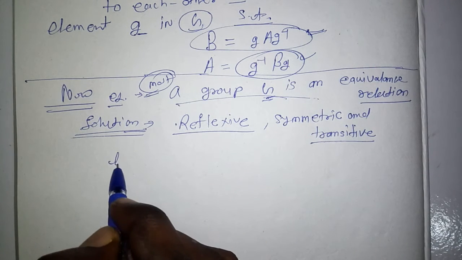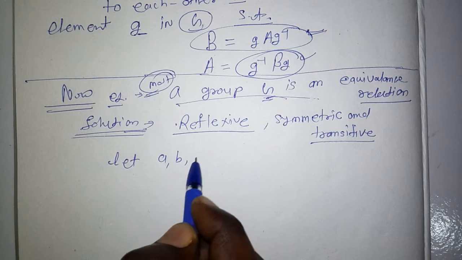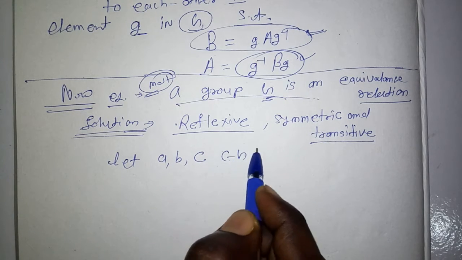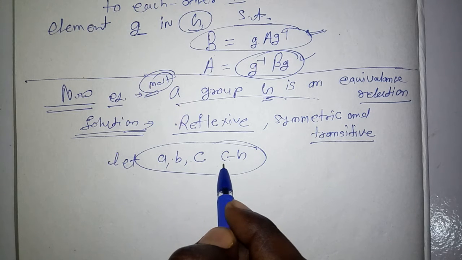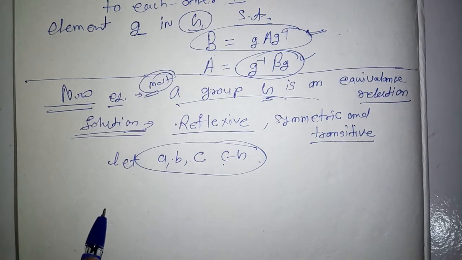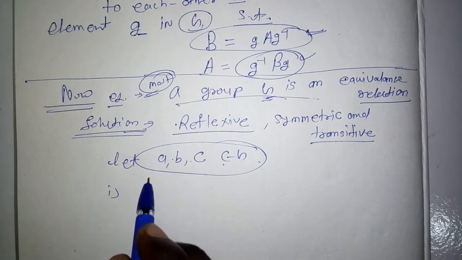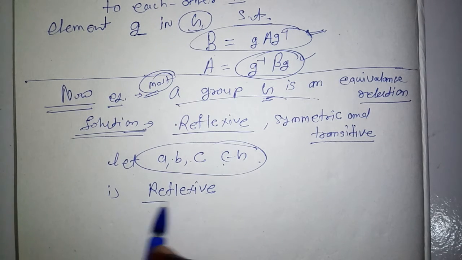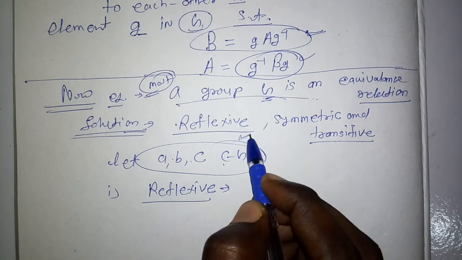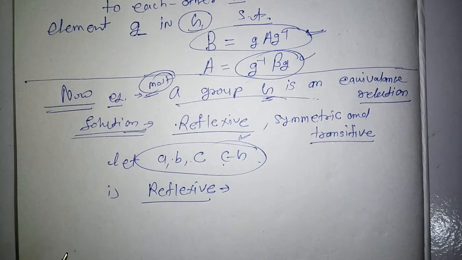Now we take three elements A, B and C belonging to G, students. Okay, A, B and C are three elements of group G. First, reflexive. Okay students, reflexive, we can easily prove that G is reflexive.